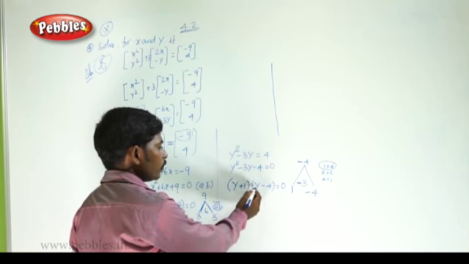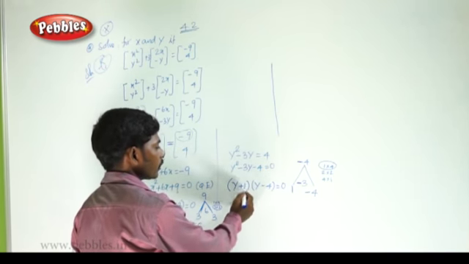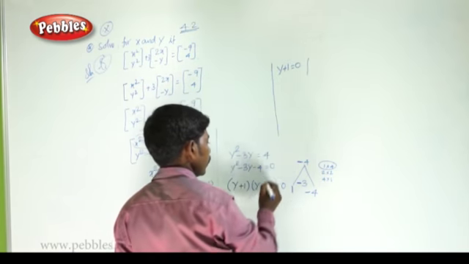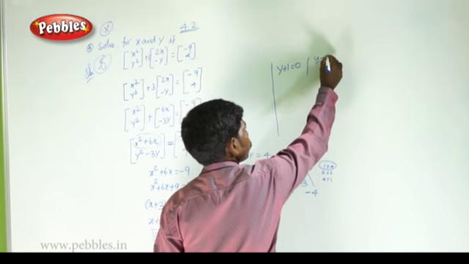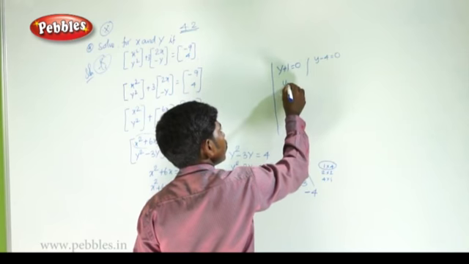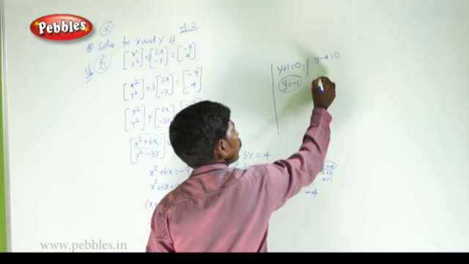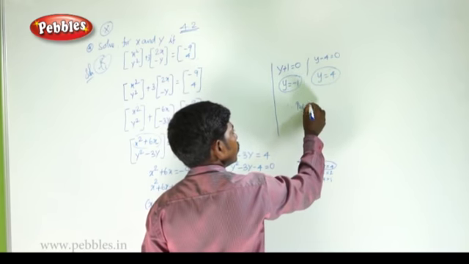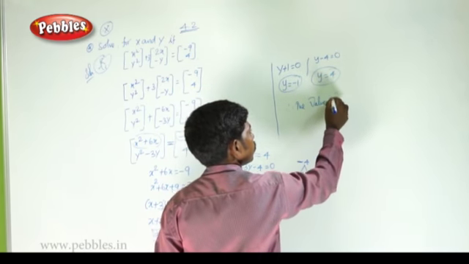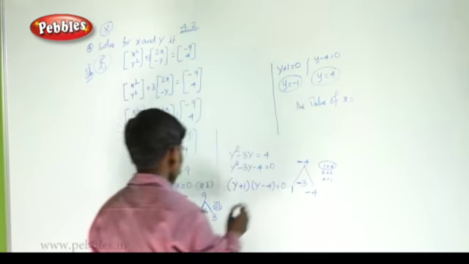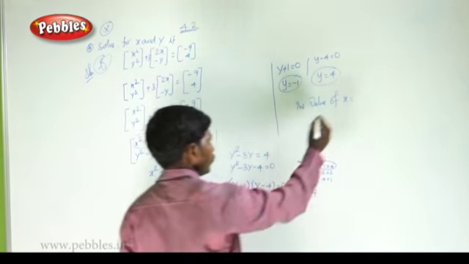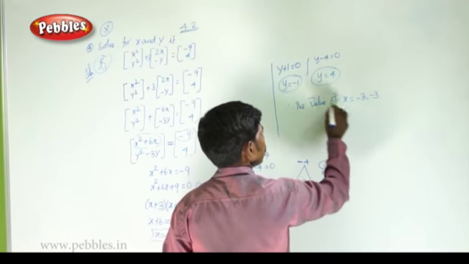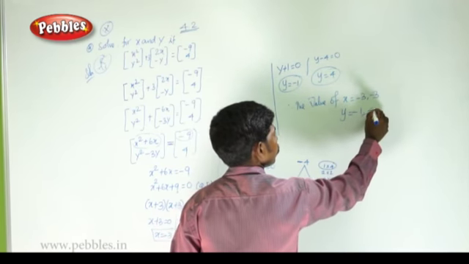So, (y + 1)(y − 4) = 0 are the factors. On equating to 0, y + 1 = 0 and y − 4 = 0. So y = −1, y = 4. Therefore, the value of x is −3, −3, and y is −1, 4.